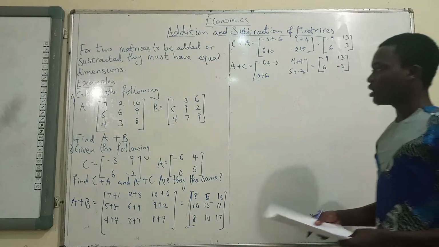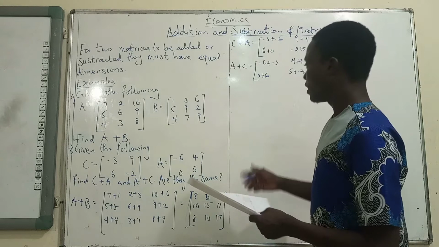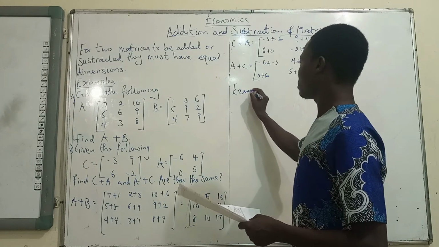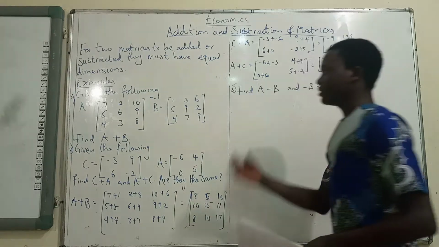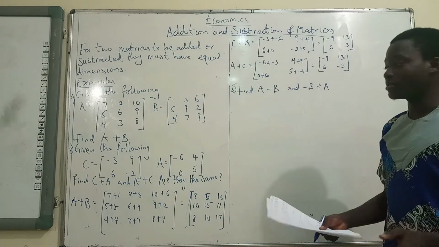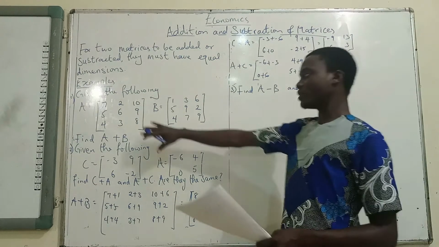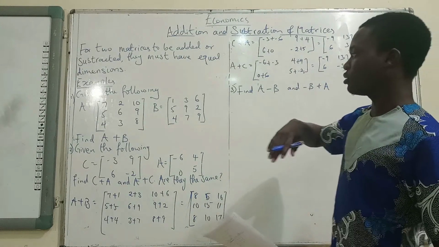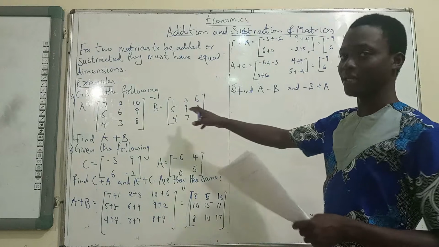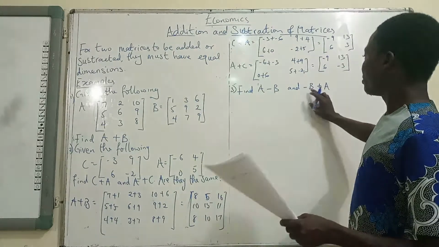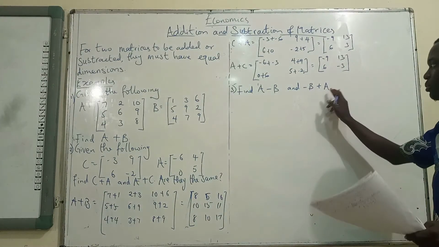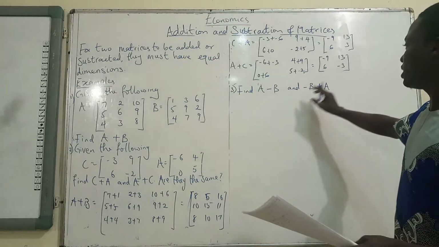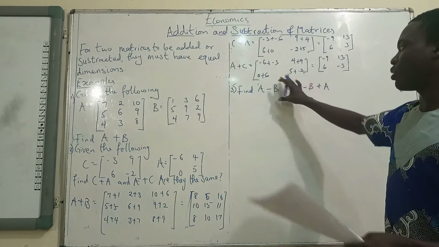Now let's do subtraction. So for subtraction, we have these examples. We are going to make use of the example that we already have here. Question 3 now says that we should look for a minus b, and then look for minus b plus a. Of course, minus b plus a is the same as a minus b. So I want to see if the two of them will be equal at the end of the day.